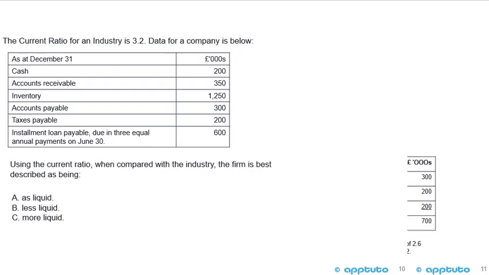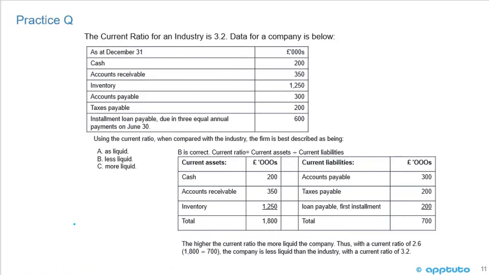Okay, I like this question because there's just a little bit of a trick over here on the current liabilities that you need to be aware of. But again, the current ratio is going to be current assets divided by current liabilities.